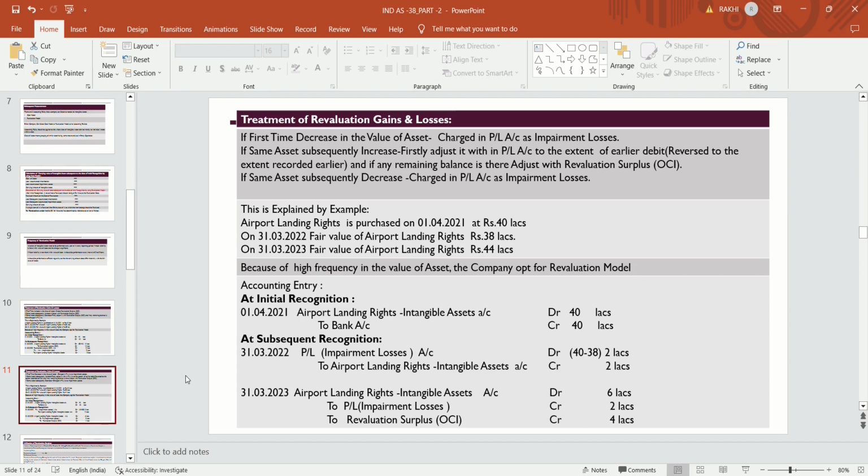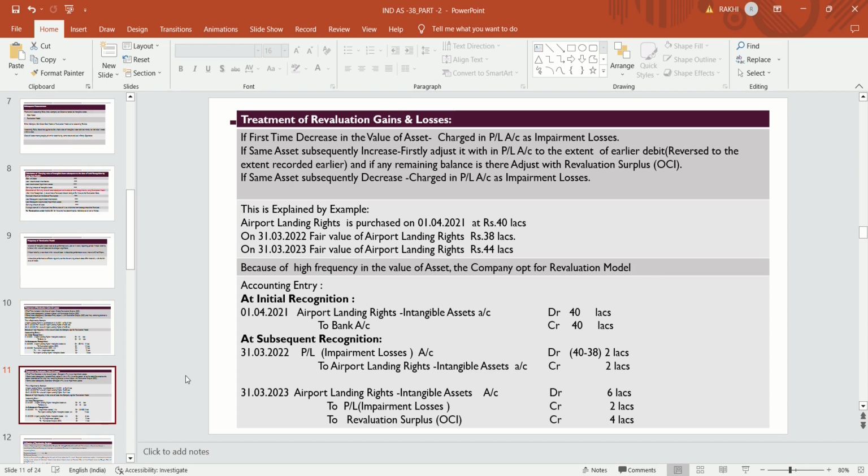If the same asset subsequently decreases again, then it will be charged to P&L as an impairment. It means if previously we had created an impairment loss, and there is again a revaluation surplus, up to the extent we had created the impairment loss, we will adjust that amount, and if there is a remaining balance left, it should be transferred to the revaluation surplus account, OCI. So this is to be explained by an example.